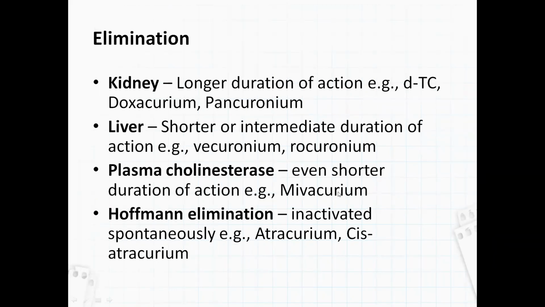And those drugs which are being degraded by plasma cholinesterase have even shorter duration of action. Example, mivacurium. And what is Hofmann elimination? The structural arrangement of the drug will be deranged, it will be modified, due to which they get inactivated spontaneously. Examples of the drugs which are being eliminated by this are atracurium, cisatracurium.